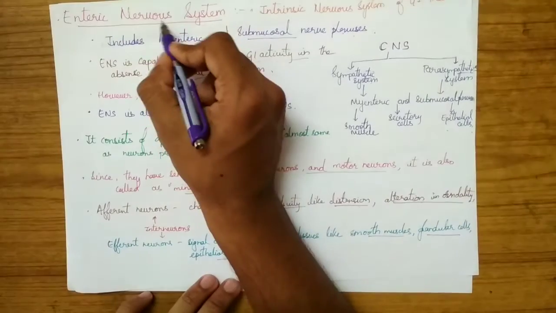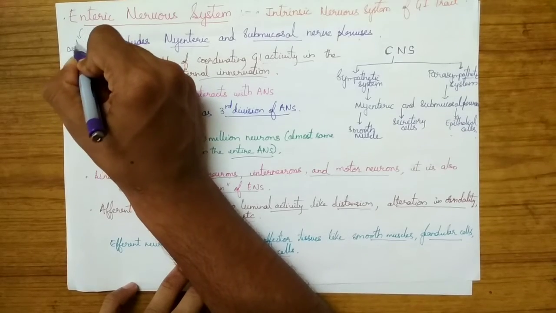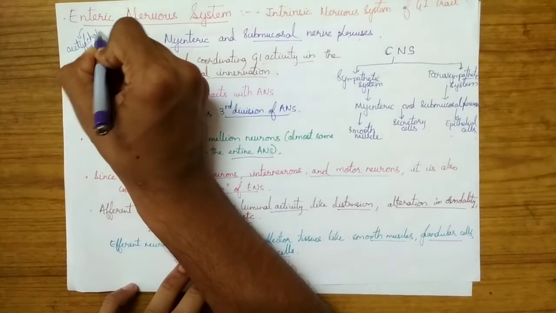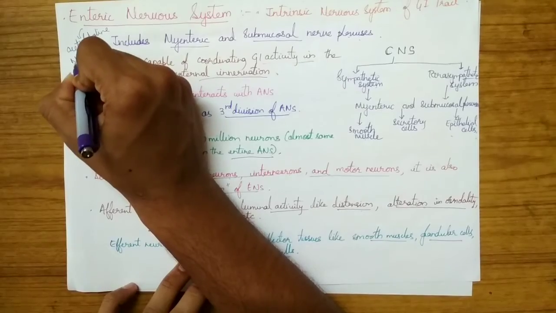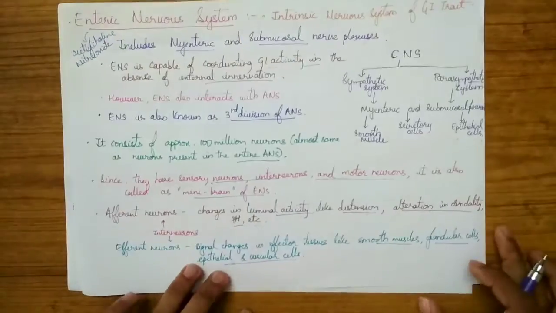So this enteric nervous system mediates via hormones like acetylcholine, nitric oxide and many more such hormones.